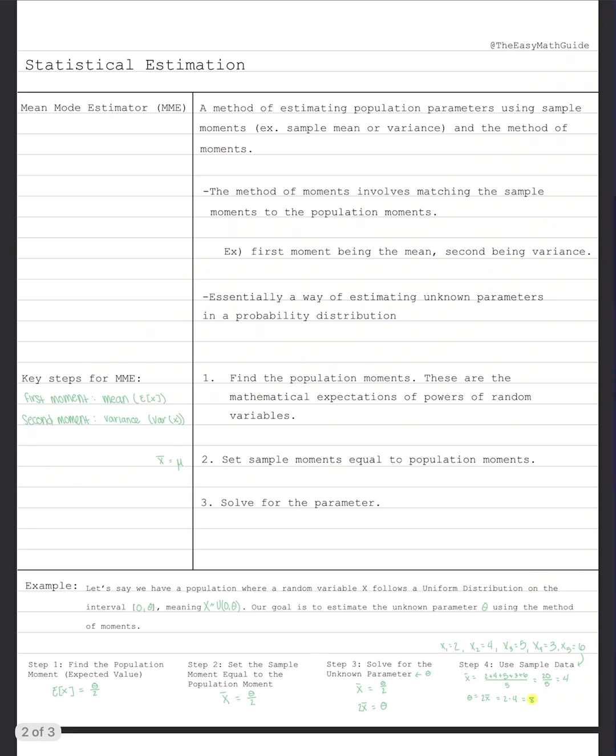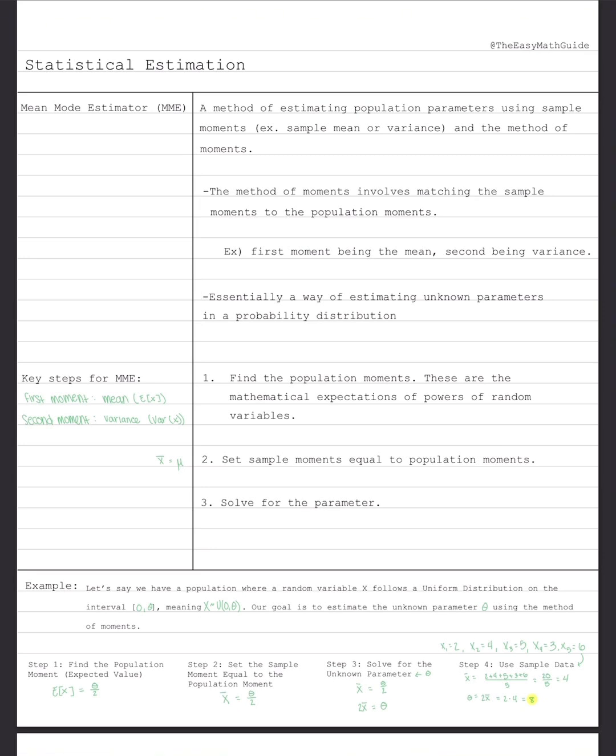And this is just for you to estimate population parameters with sample moments and the method of moments. So the method of moments is where you match sample moments to the population moments. So for example, our first moment would be the mean, the second would be variance. This is just a way of estimating these unknowns when you're dealing with a probability distribution.